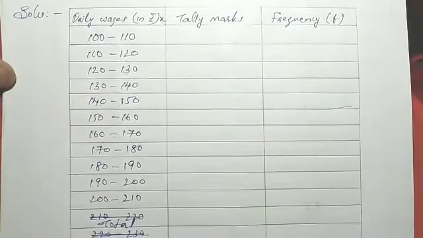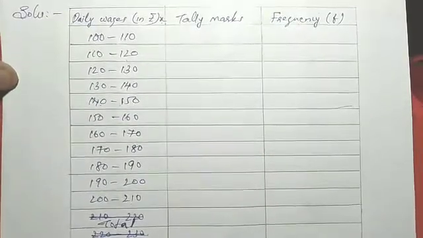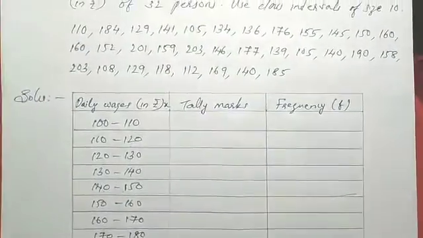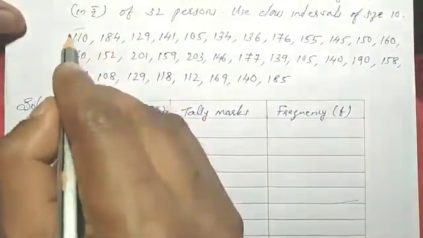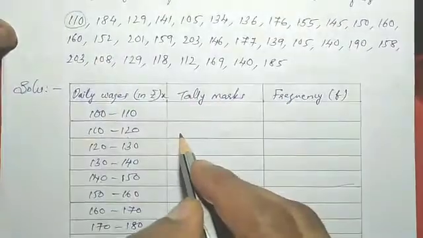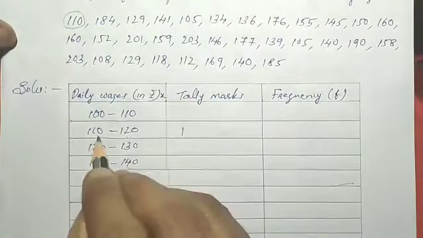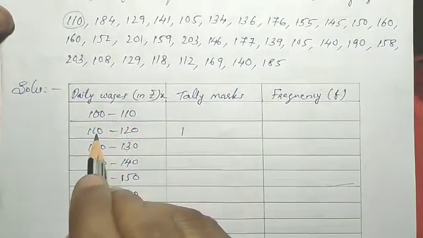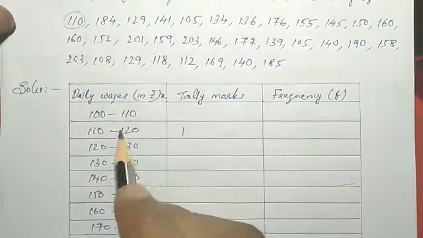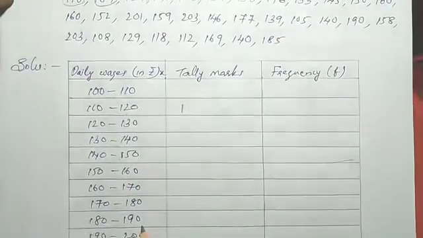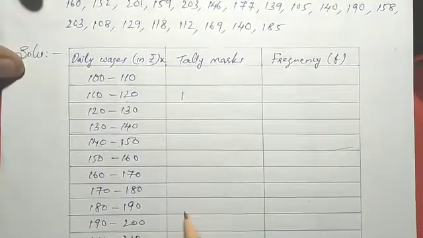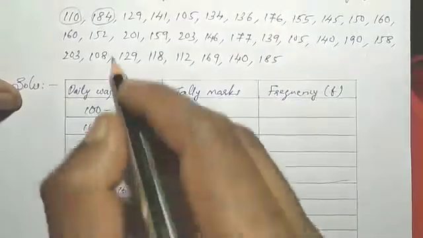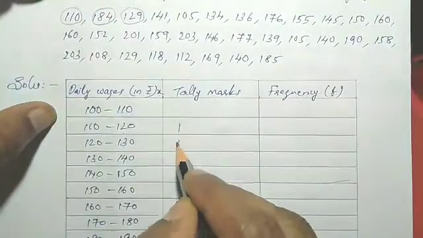First number is 110. Using a pencil, we have to circle each observation from here. 110 will come in the second class interval, not in the first class interval. It is included in the second class interval only. 110 we have to mark it here. Next one is 184, between 180 and 190. 184 will come here. Next one 129, between 120 and 130.